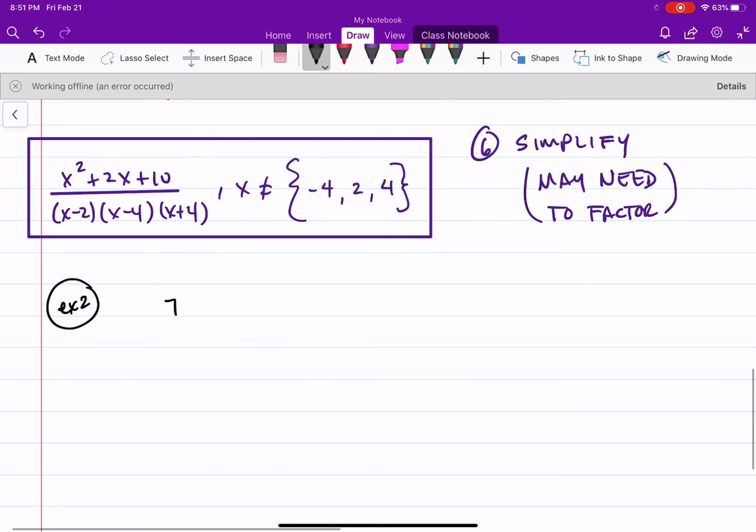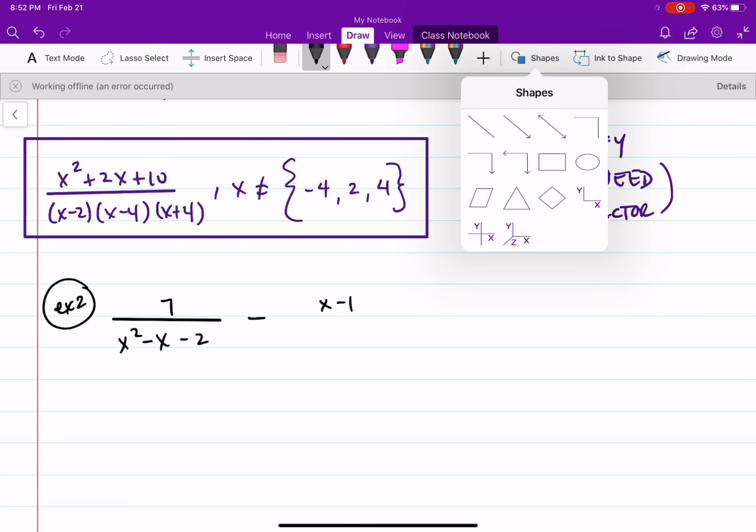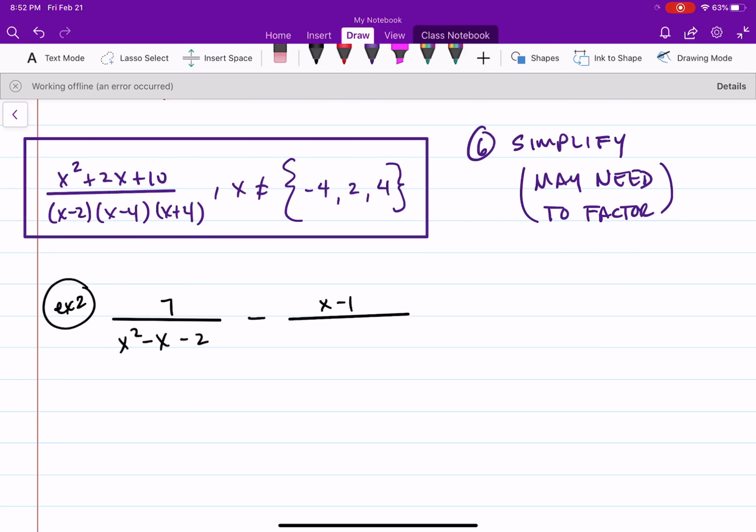I got 7 over x squared minus x minus 2, minus x minus 1 over x squared plus 4x plus 3.